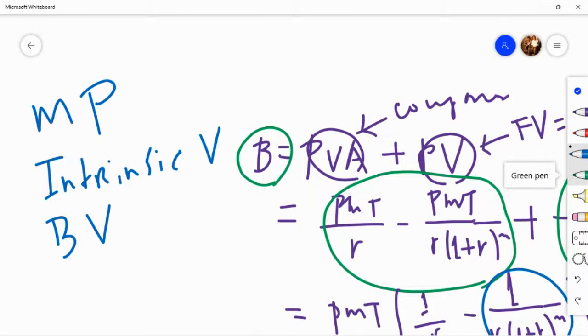Now, there's a reason why I put market price on top. I didn't throw it at random. Intrinsic value in the middle and book value at the bottom. So first of all, market price is literally the price that you can see that's quoted in the market.